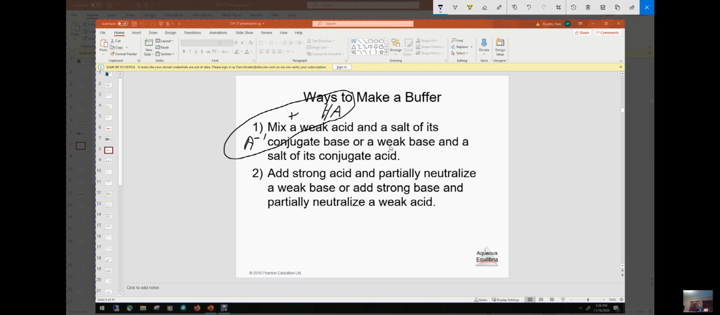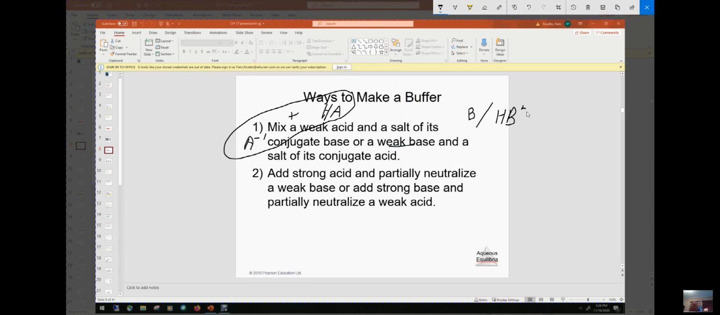Or I could take a weak base, B, and its conjugate. What's its conjugate? HB plus, okay? So I'll give you two favorite examples. In this case, this would be acetic acid and acetate. In this case, this would be ammonia and ammonium, okay?